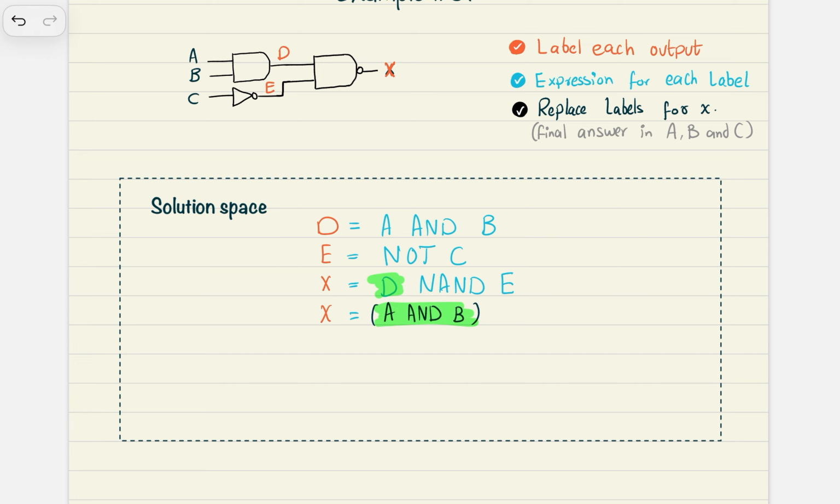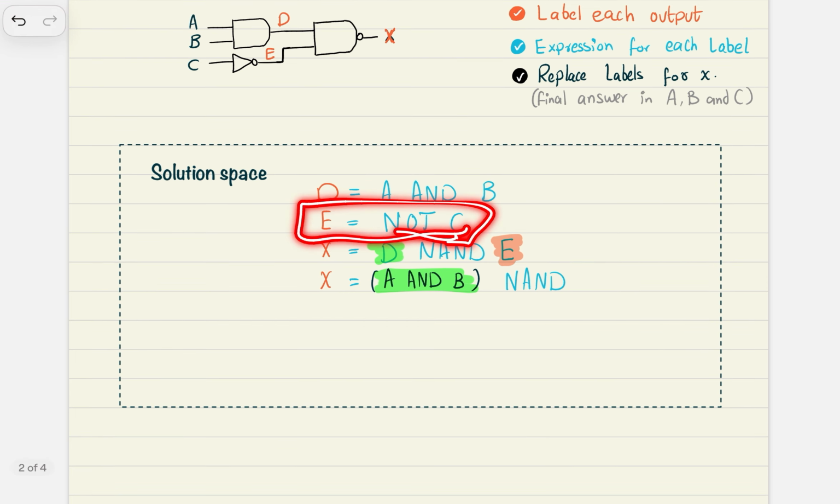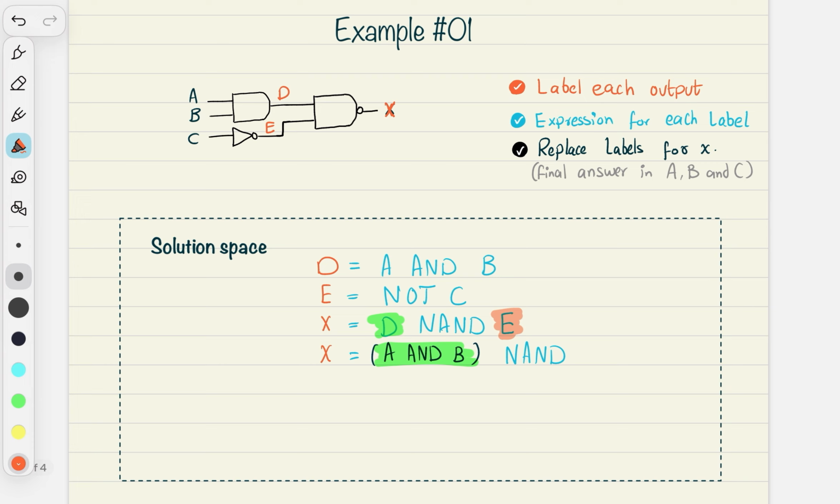Why is that the case? Because D was equal to A and B. So it's justifiable to replace D with A and B. What was written after D in our expression? It was NAND, so we will copy that, NAND. Then we will look at the other letter, which is E over here. Again, we will ask ourselves that same question: do we have an expression for E? Well, we do. E is equal to NOT C. So E is simply replaced by NOT C.